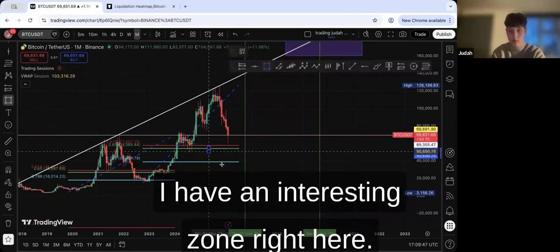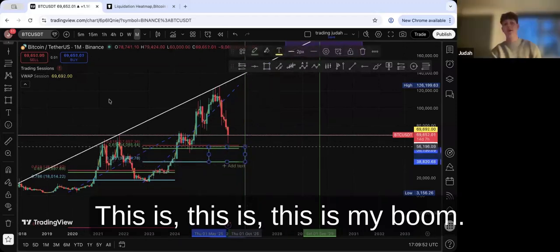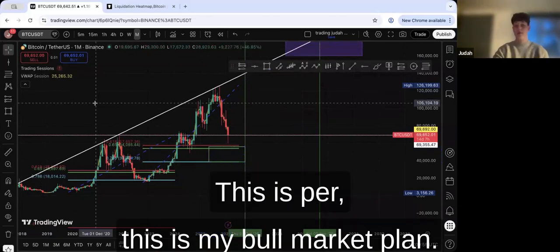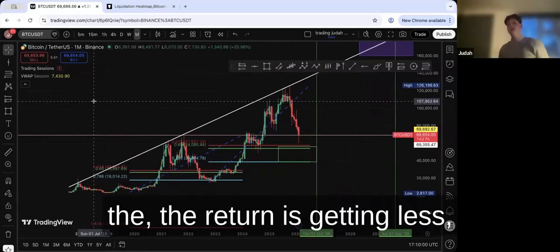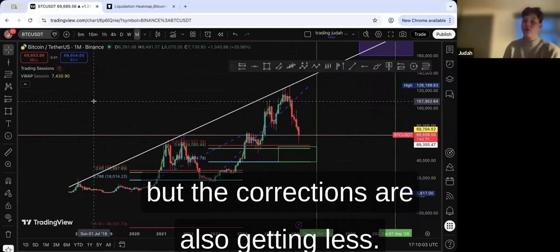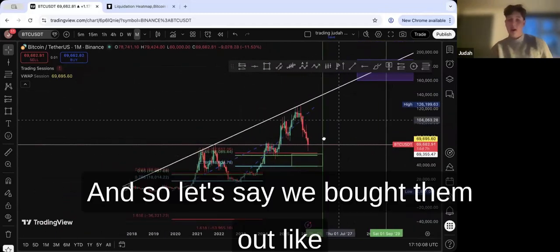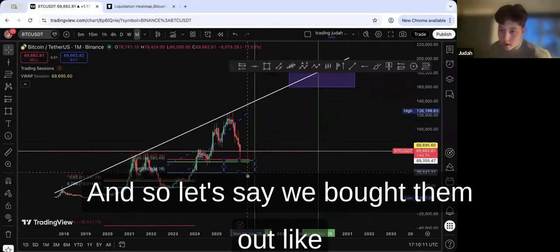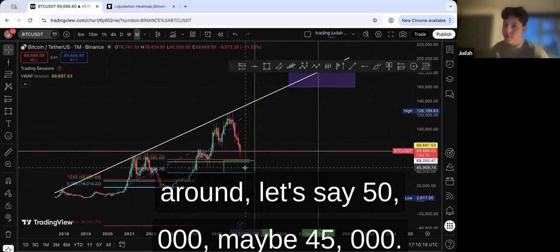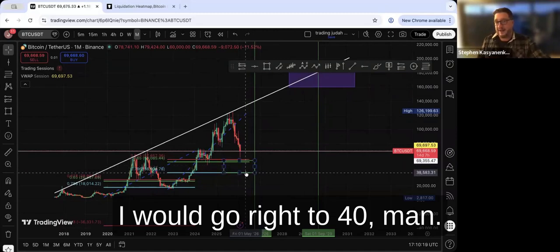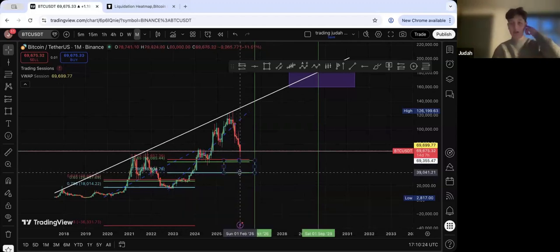Okay, I have an interesting zone right here. There's the golden pocket, baby. This is my bull market plan, because we also know that in the bull market the returns are getting less, but the corrections are also getting less. I did this calculation already, like 2 weeks ago. Let's say we bottom out around 50,000, maybe 45,000. I would go right to maybe even 40k. That's it right there. 0.786. That's my bet right there.